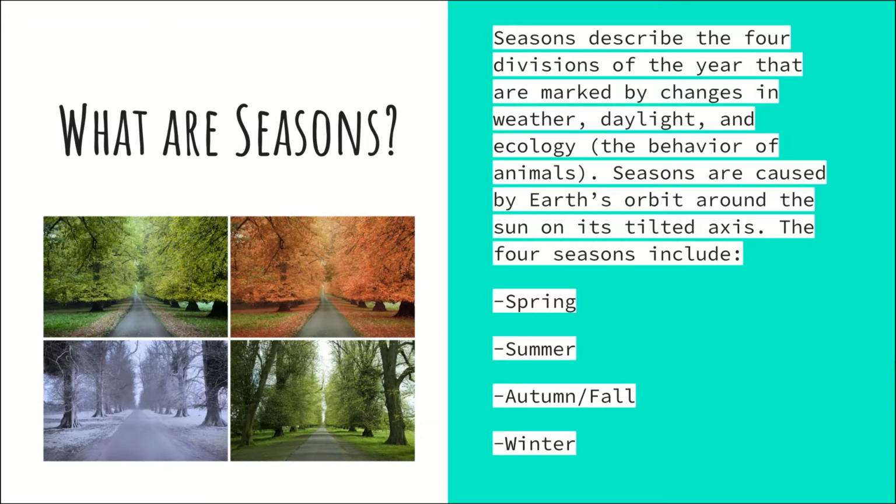So what are seasons? Well, seasons are ways that we describe the 4 divisions of the year that are marked by changes in weather, the amount of available daylight, and the ecology or behavior of animals. And seasons are pretty cool because they're actually caused by the Earth's orbit around the sun on its tilted axis.